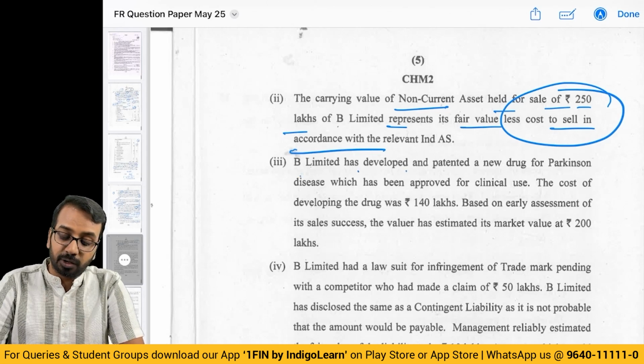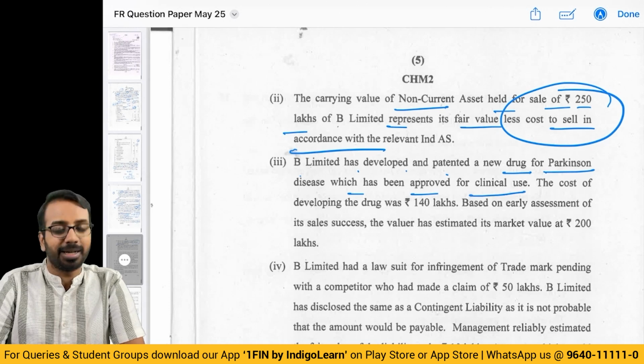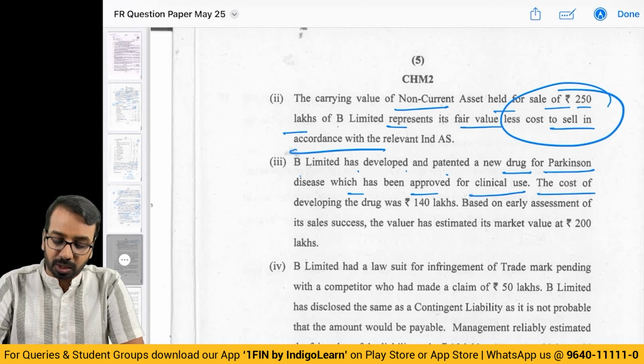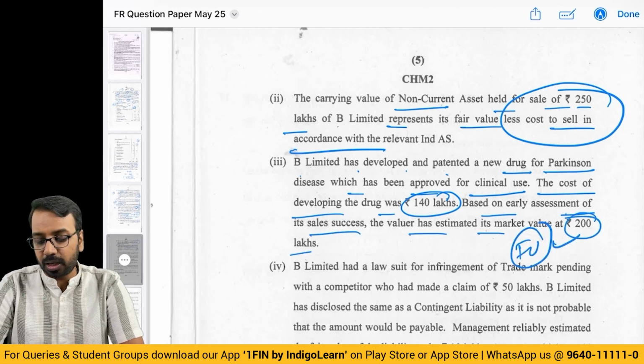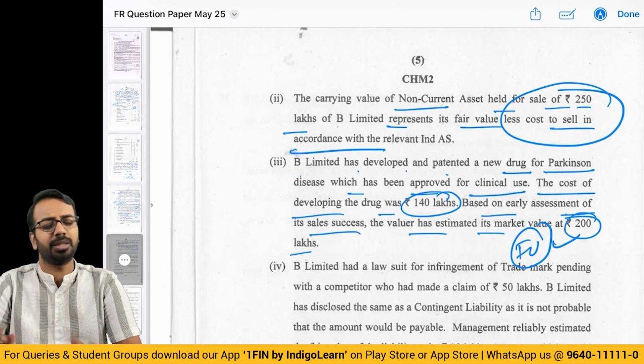B Limited has developed and patented a new drug for Parkinson's, which has been approved for clinical use. The cost of developing the drug is 140. Based on early assessment of its sale, the valuer has estimated the market value to be 200. Now 200 is the fair value we'll consider for acquisition accounting. There is no problem in that.